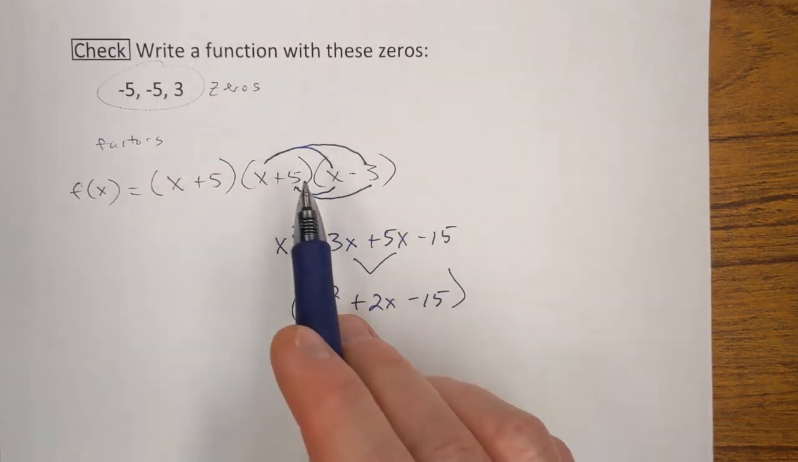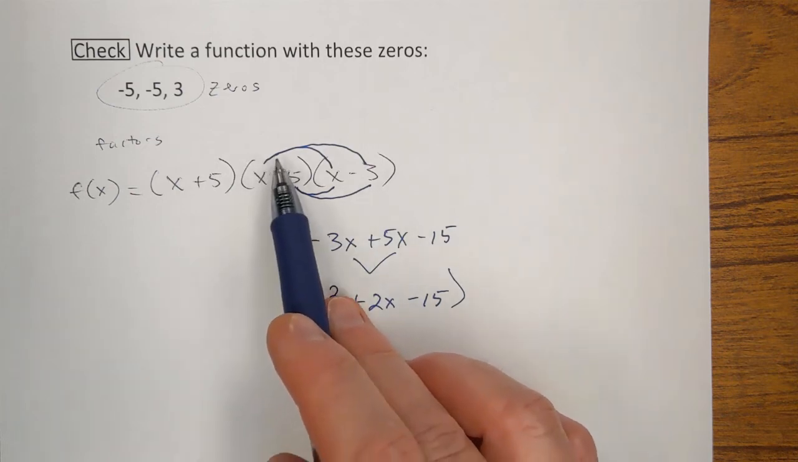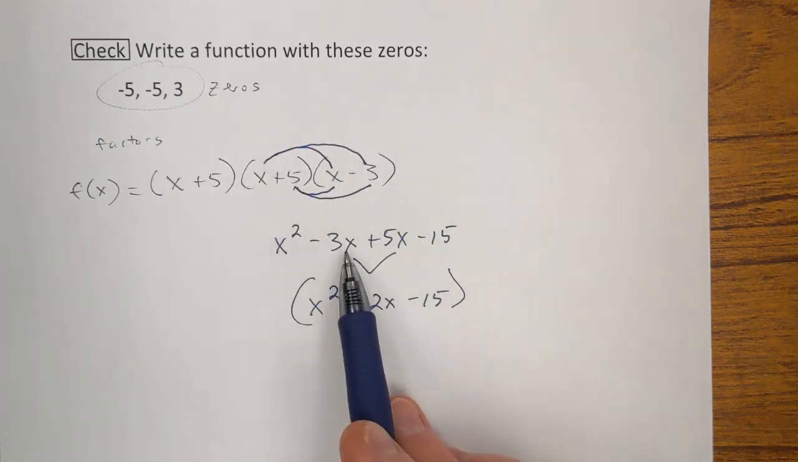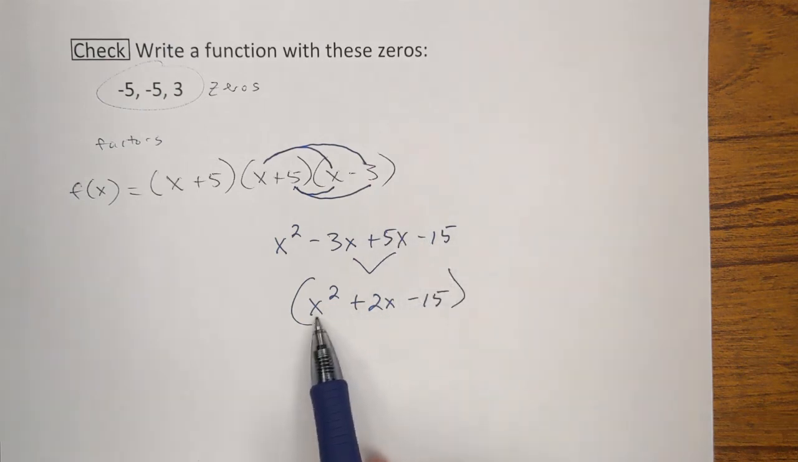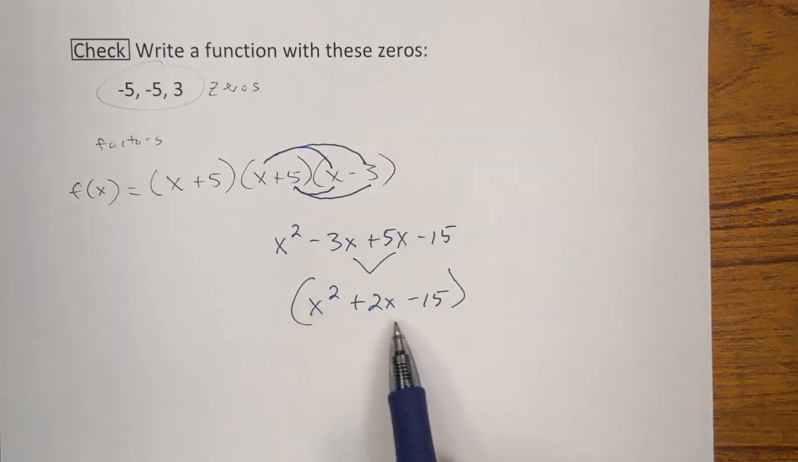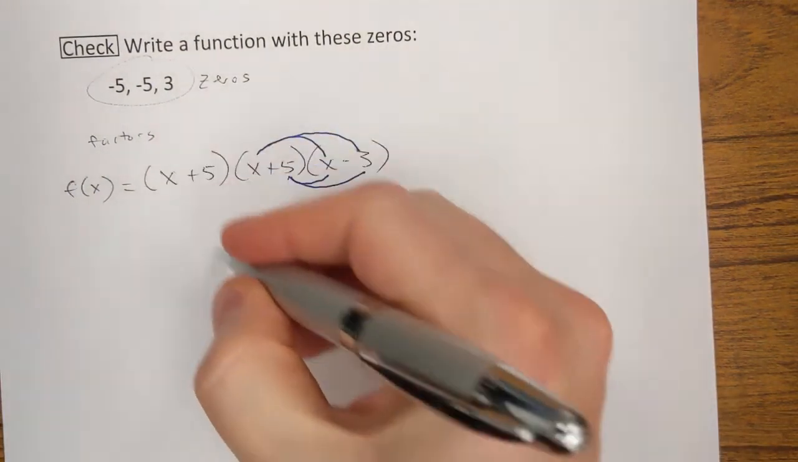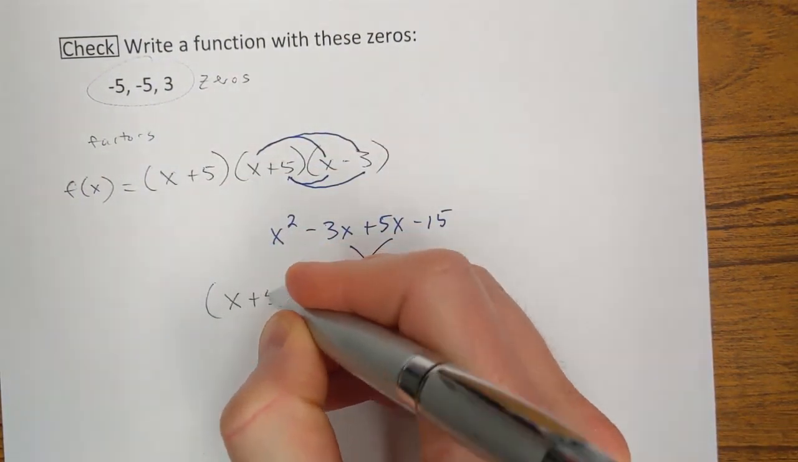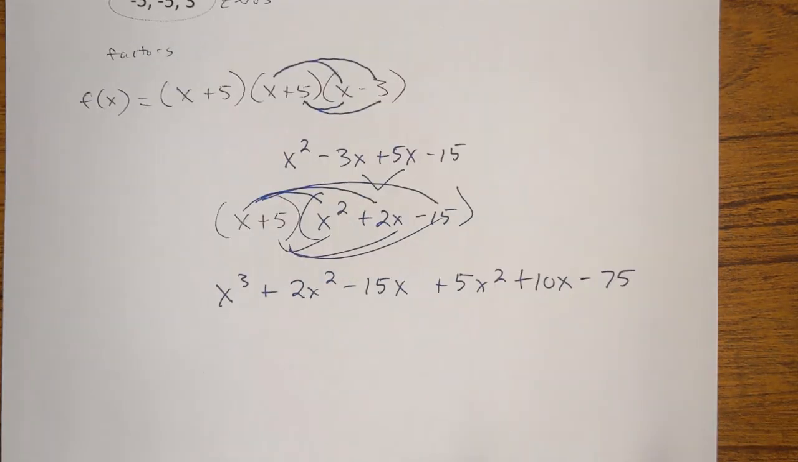And here's the first result. When we multiply these last 2 factors together, we FOIL them. We distribute the x, get x squared minus 3x. We distribute the 5, we get 5x minus 15. That simplifies to x squared plus 2x minus 15. Now, we need to carry down this factor of x plus 5. And now we need to multiply again.